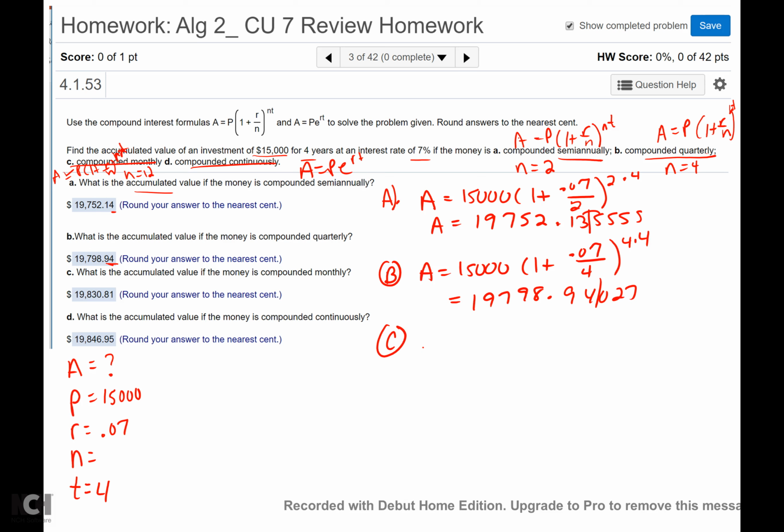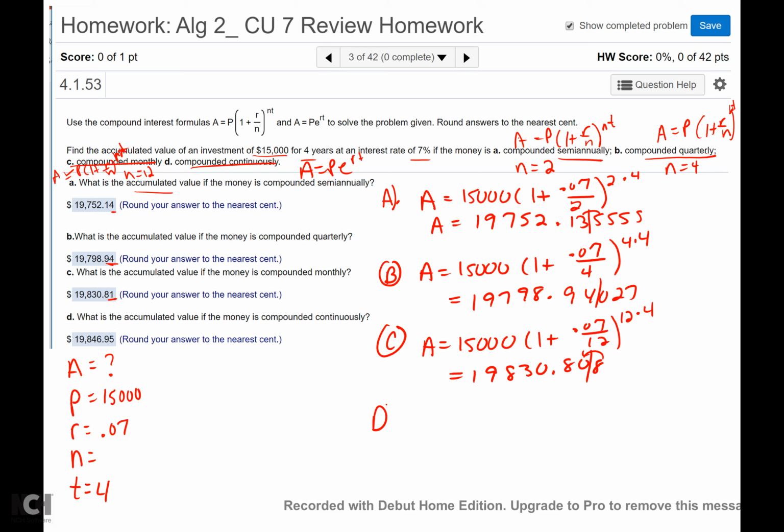Alright, for C, the amount is 15,000, 1 plus 0.07 divided by 12, to the 12 times 4. So 15,000, parentheses, 1 plus 0.07 divided by 12, close the parentheses, caret 48, and I get 19,830.808. That 8 will bump that up to a 1.